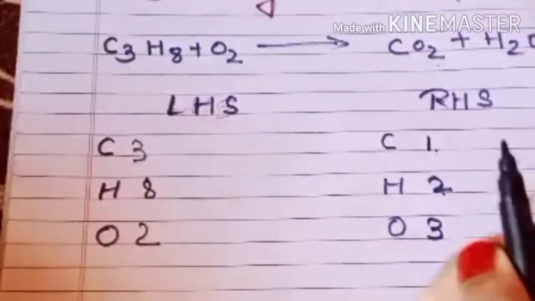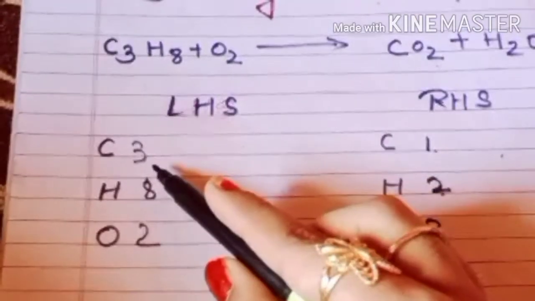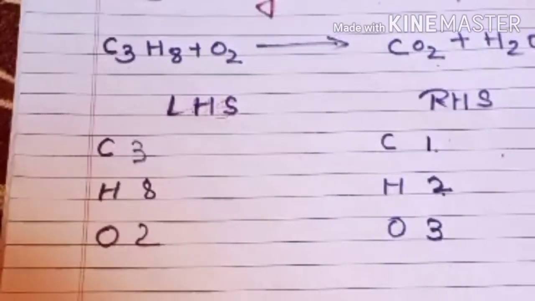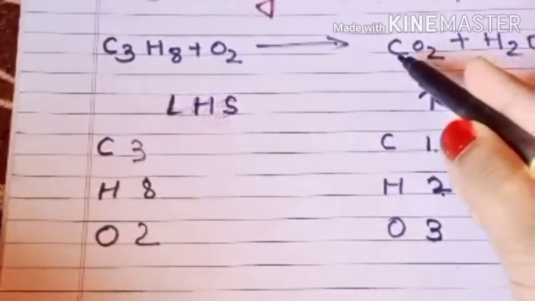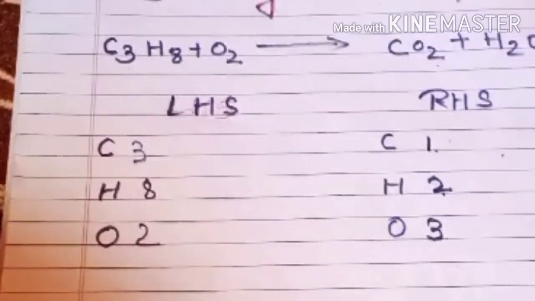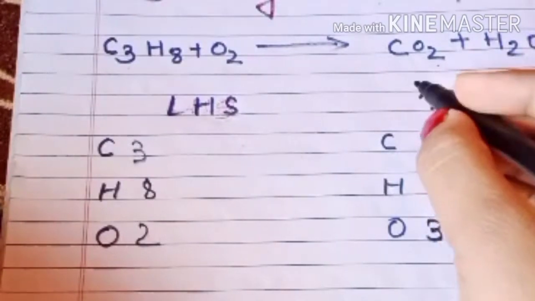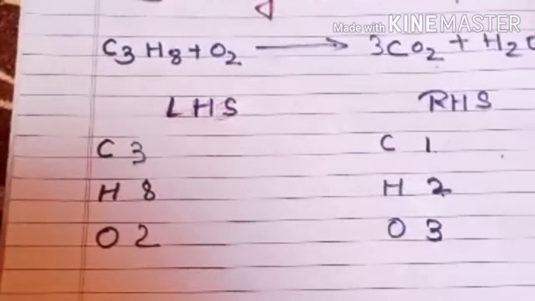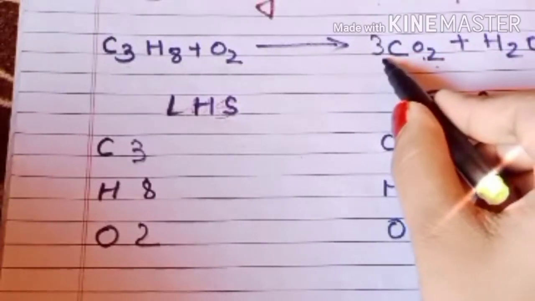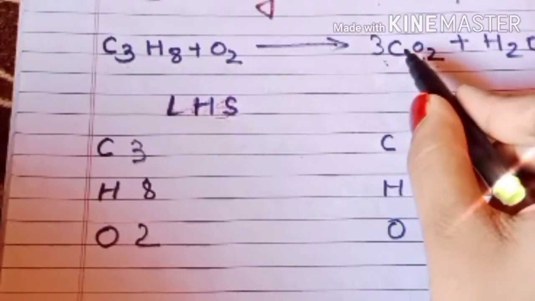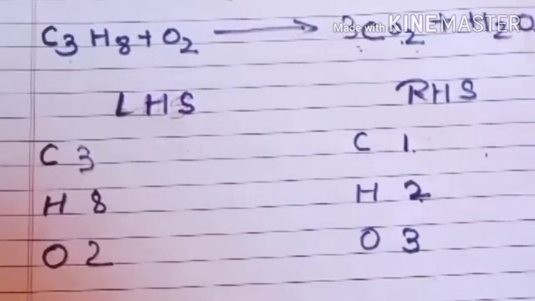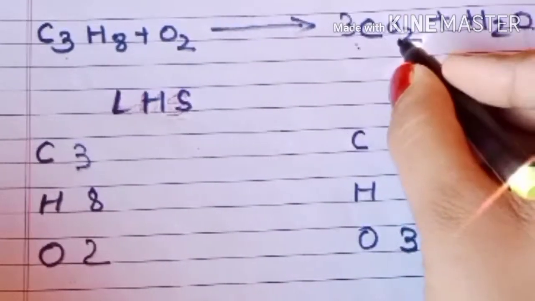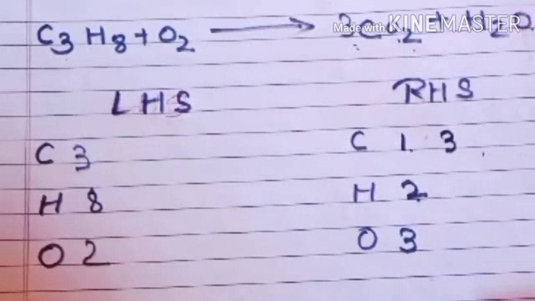Now LHS has 3 carbon atoms and RHS has 1 carbon atom. So this carbon must be 3. To make the carbon 3, you have to multiply here by 3. If you multiply by 3, this 3 is multiplied by carbon as well as oxygen also. So the new carbon number will be 3 and the new oxygen number will be 3 times 2, which is 6, so you write here 6.